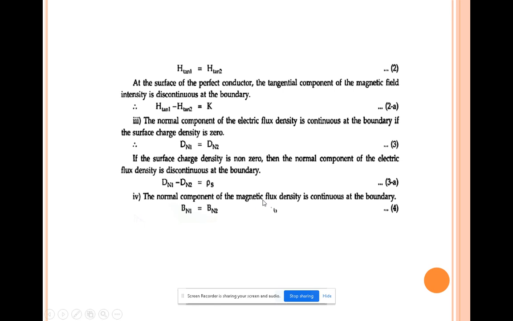The normal component of the magnetic flux density is continuous at the boundary. Here there are no conditions. இது மாதிரி surface charge density வந்து 0 ஆ இருந்தா தான் continuous ஆ இருக்கணும்னு இல்ல. இது வந்து எல்லாத்துக்கும் continuous தான். So we can write Bn1 equal to Bn2.